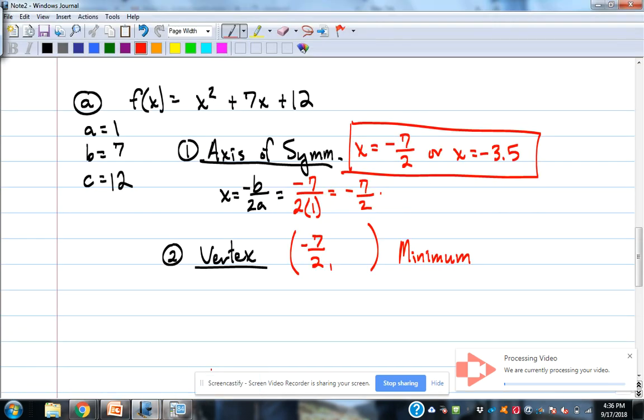How do I find the y value for that vertex? That's exactly what I do. I plug -7/2 in the place of x and work that out. That's a 12, not 17.